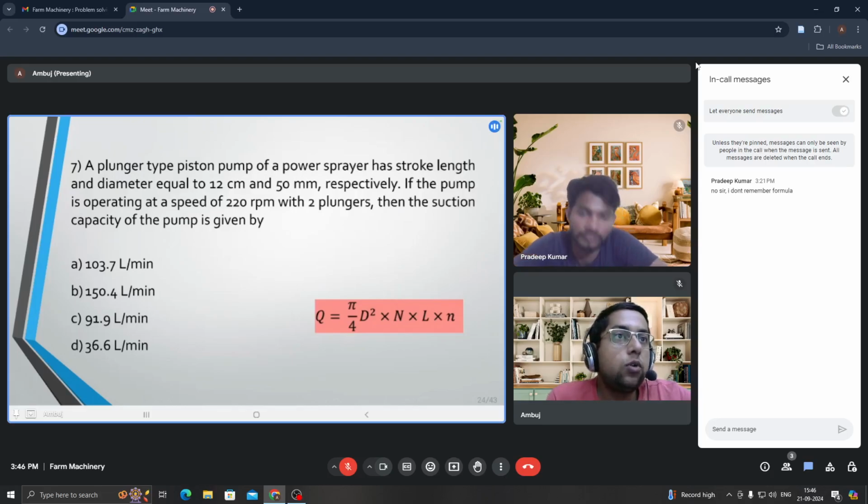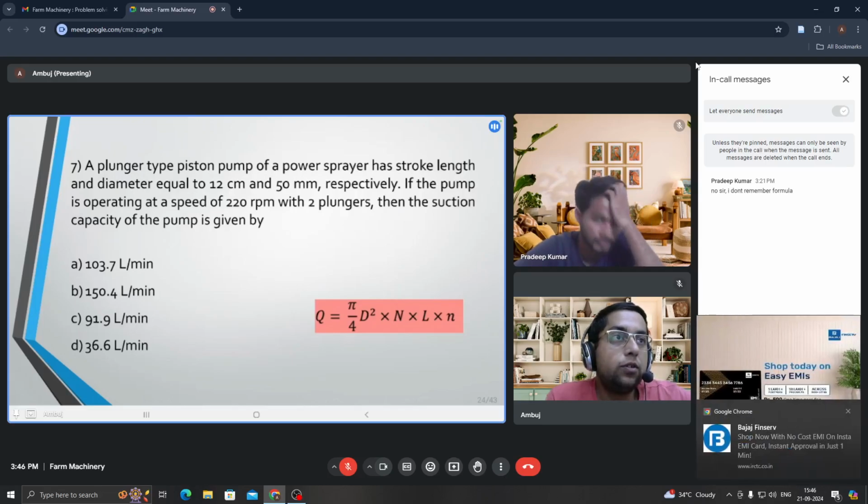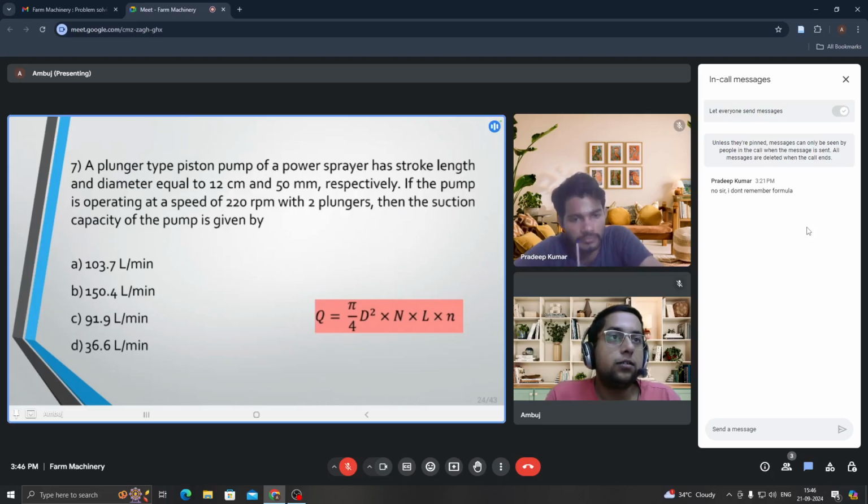Q is A into L. I already told you a piston type plunger pump would be cylindrical in structure like your pichkari, the thing we used to play with in our Holi celebration. The similar thing is there in your piston pump. First it will suck the water and then it will discharge it through the end nozzle. The pressure would be increased. That is the entire functionality of a plunger type piston pump.